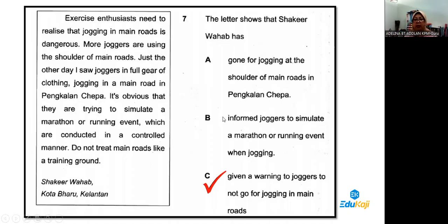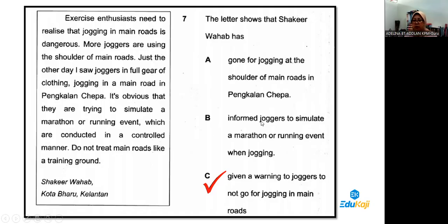Okay. Now, at the end of the sentence, he is actually warning. He's giving some advice: do not treat main roads like a training ground. It can be a warning. It can be advice, but we'll see what is the requirement. So the letter shows that Shakir Wahab has what? Gone for jogging? Did he go for jogging? No, he did not. He's just monitoring.